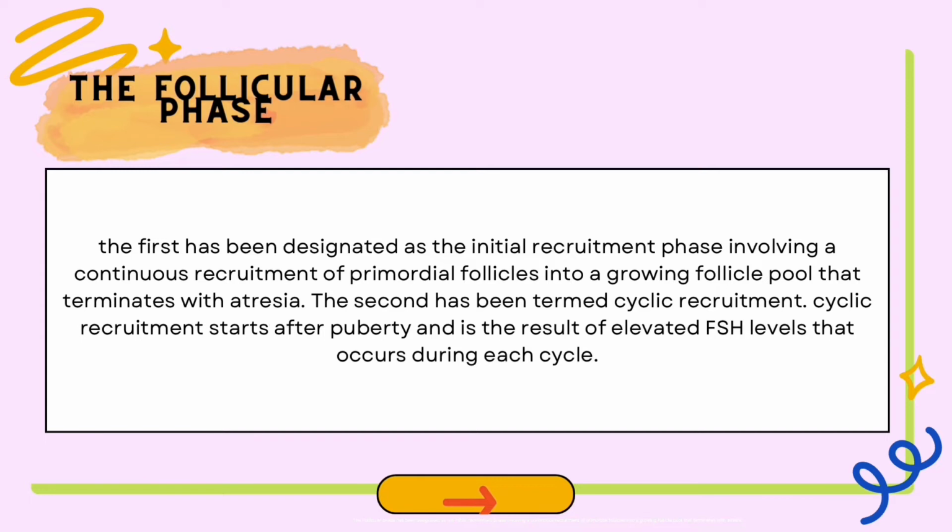The first phase has been designated as the initial recruitment phase, involving a continuous recruitment of primordial follicles into a growing follicle pool that terminates with atresia. The second has been termed cyclic recruitment. Cyclic recruitment starts after puberty and is the result of elevated FSH levels that occur during each cycle.